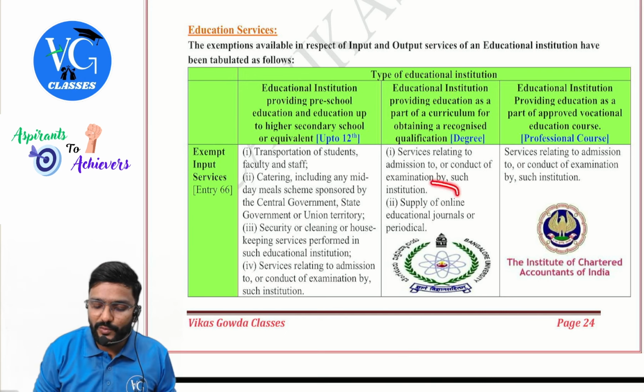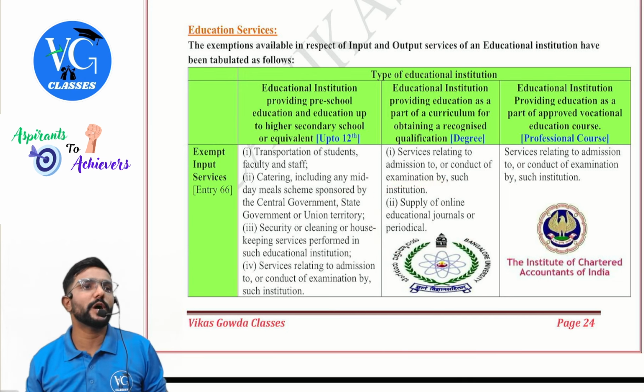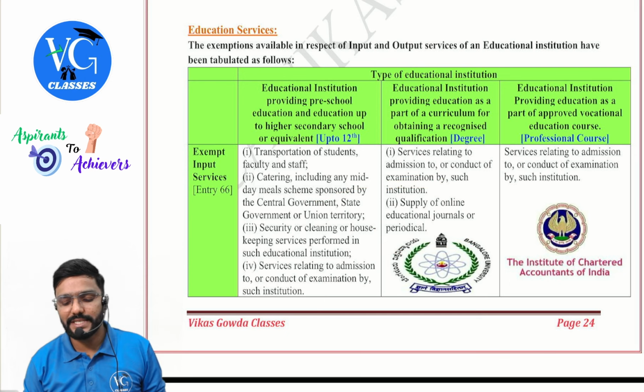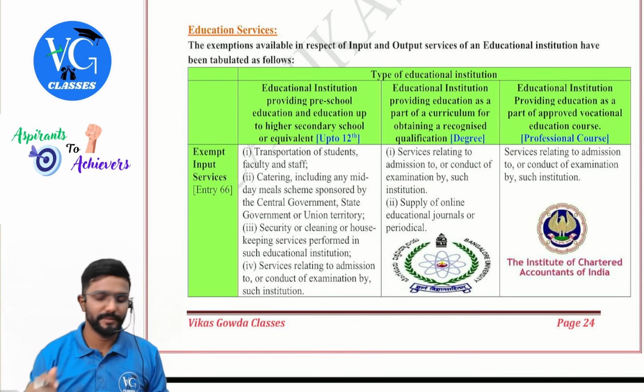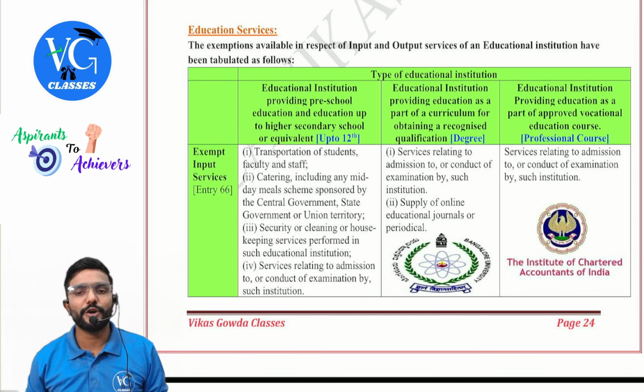For second category, there is one more special item. Supply of online educational journals or periodical. Is that also exempt, sir? Yes. Whereas last category, only one, guys. Only one. What is it? Services relating to admission to or conduct of examination by such institution.